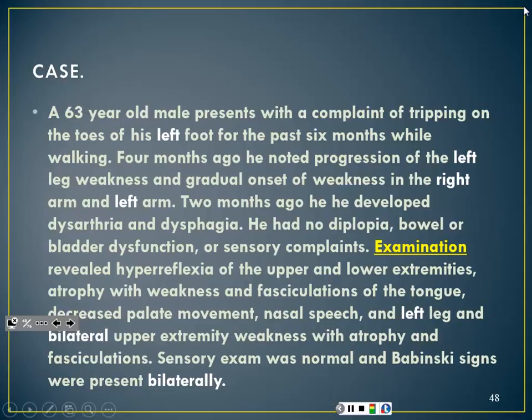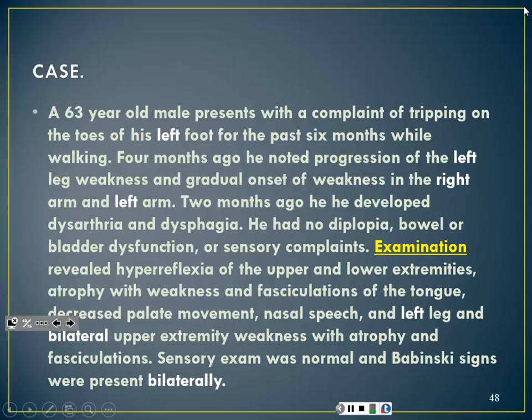He had no diplopia, bowel, or bladder dysfunction, or sensory complaints. Examination revealed hyperreflexia of the upper and lower extremities, atrophy with weakness and fasciculations of the tongue, decreased palate movement, nasal speech, and left leg and bilateral upper extremity weakness with atrophy and fasciculations. Sensory exam was normal, and Babinski signs were present bilaterally.